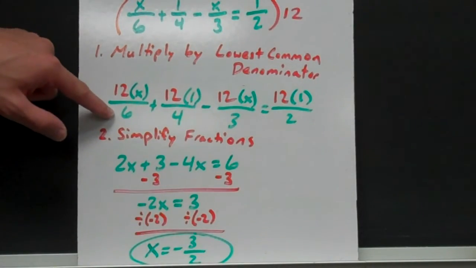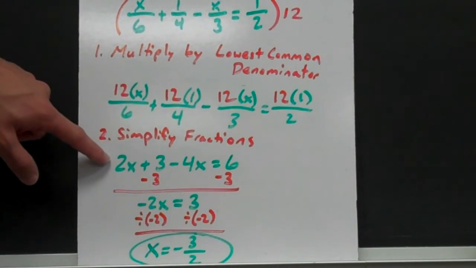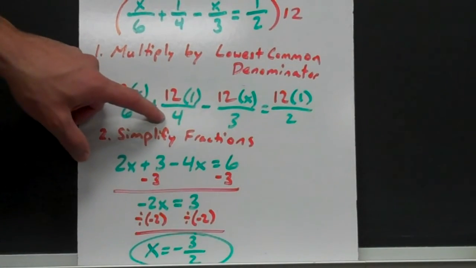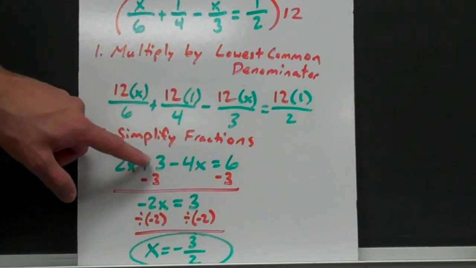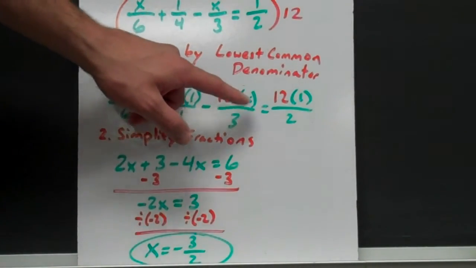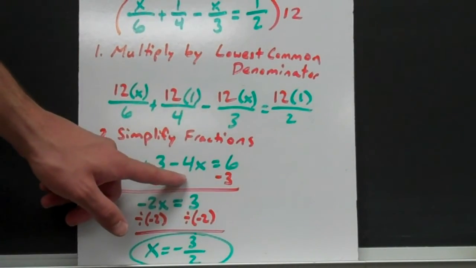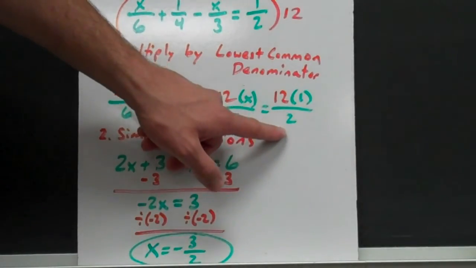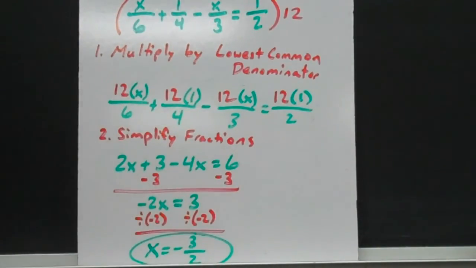12 divided by 6 is 2 times x. 12 divided by 4 is 3 times 1. 12 divided by 3 is 4 times x. It's 4x, and we're subtracting. 12 divided by 2 is 6 times 1 is 6. So we have 2x plus 3 minus 4x equals 6. Now it's much easier to solve.